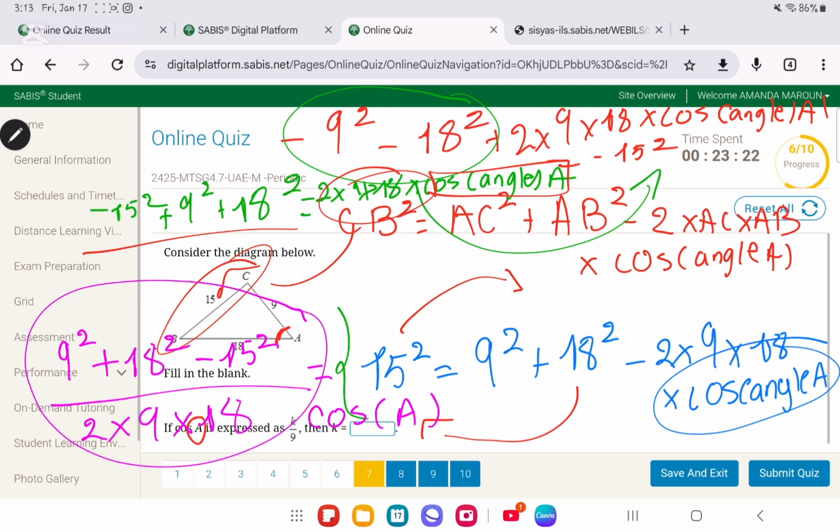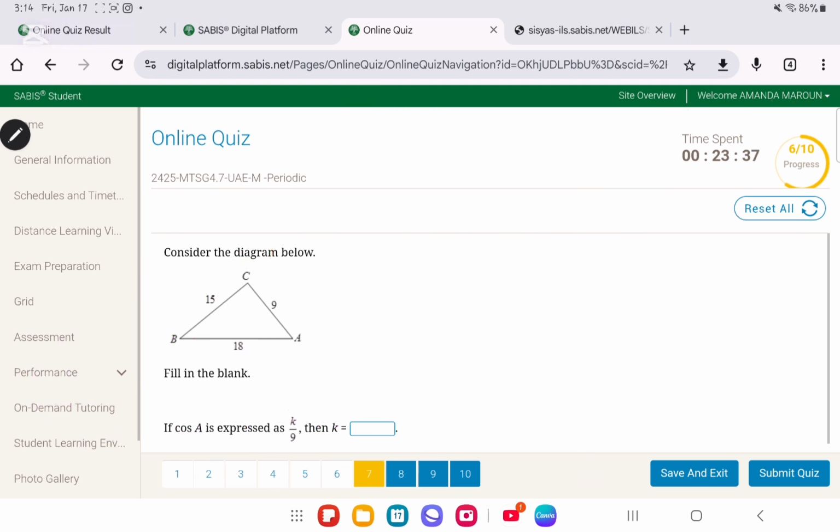So if you put it on your calculator, 9 squared plus 18 squared minus 15 squared over 2 times 9 times 18, it is equal to what? To the value of cosine A, which is 5 over 9. They need the value of k, which is then 5.